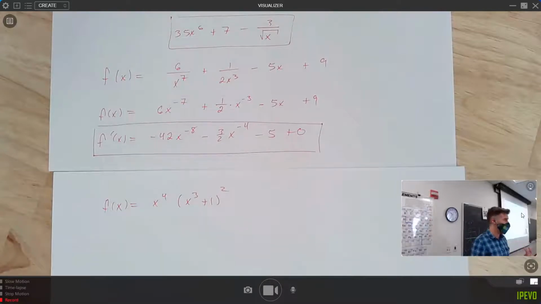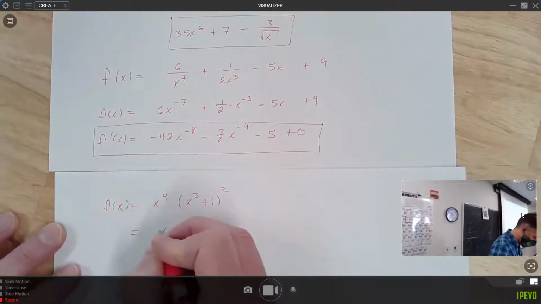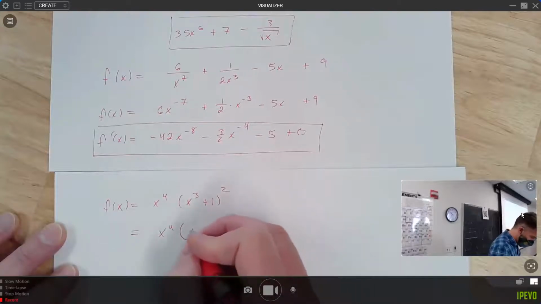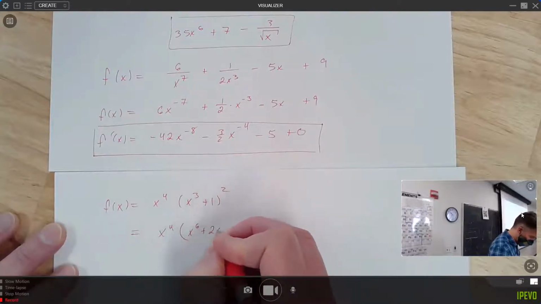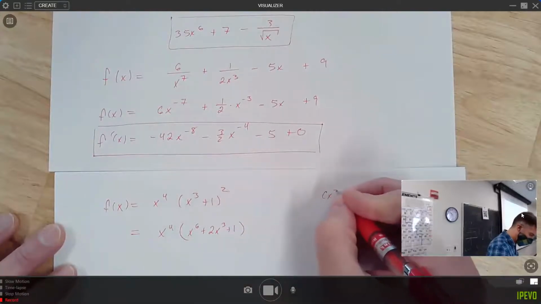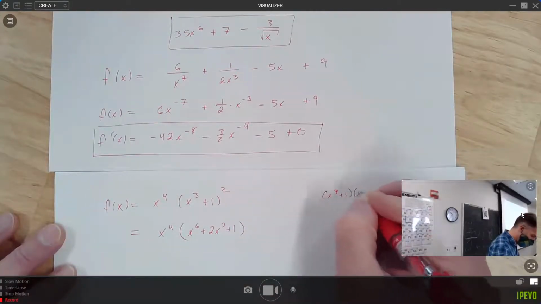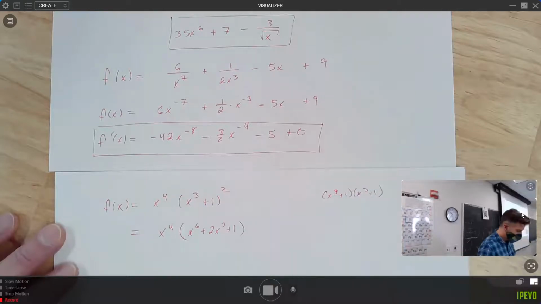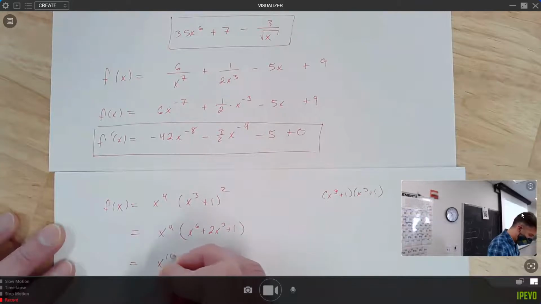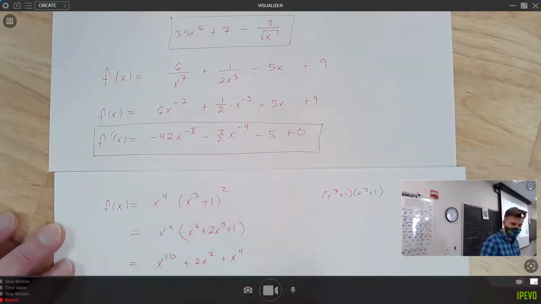Sometimes the best thing to do when you're trying to take a derivative is to simplify things before you take the derivative. So I'm going to rewrite this. x cubed plus 1 squared is x to the 6th plus 2x cubed plus 1. I'm just multiplying out x cubed plus 1 times x cubed plus 1. And I'm going to distribute the x to the 4th and get x to the 10th plus 2x to the 7th plus x to the 4th.